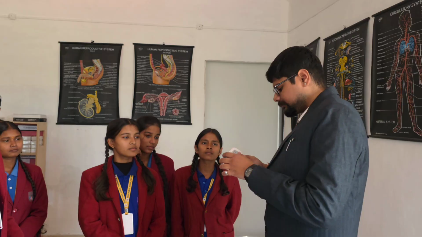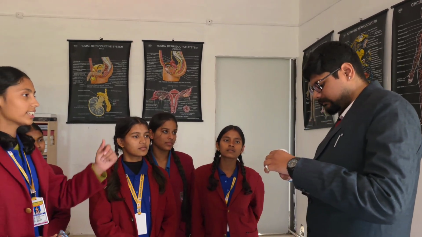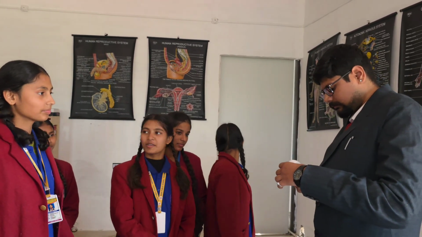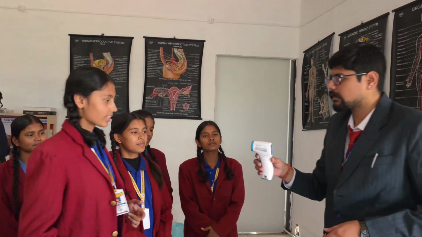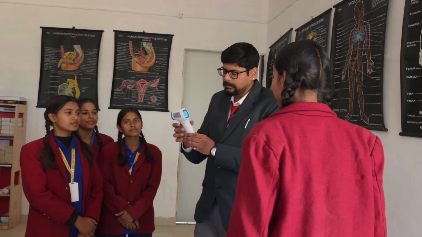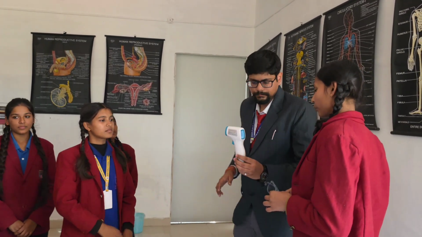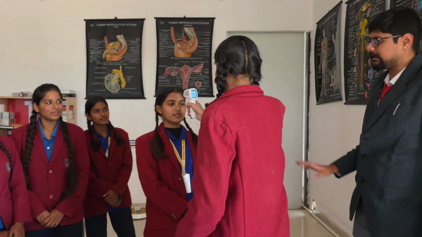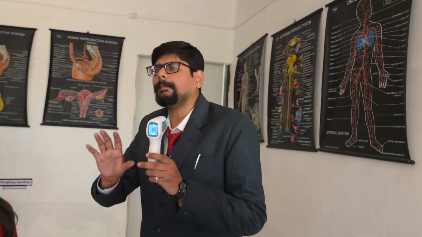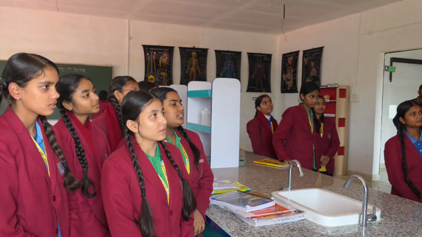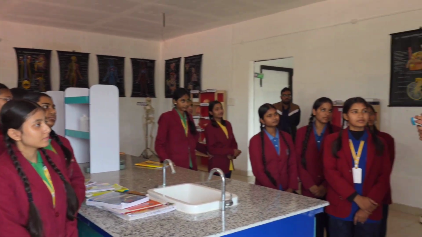Okay. Now let's see. Who is going to check? Okay. Come. Get the target. Press this trigger one time and release. Now we are seeing that the temperature is 36.6 degrees, and we know the ideal temperature of a human body. What is the ideal temperature of a human body? 37 degrees Celsius. Anyone more want to try?